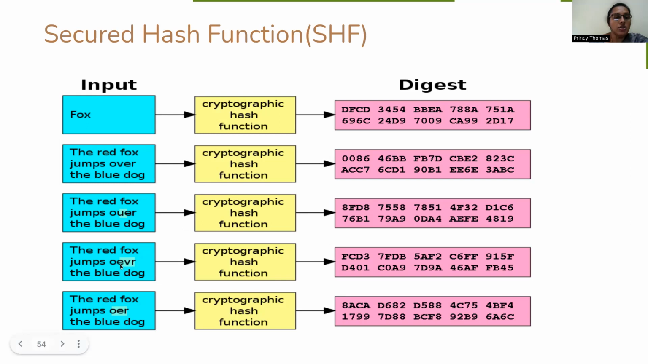Here, there are 2 alphabets that have been changed. So instead of VE, it is EV. And here, V is missing. Okay, but you can see that the output is totally different for even a small change in the message.